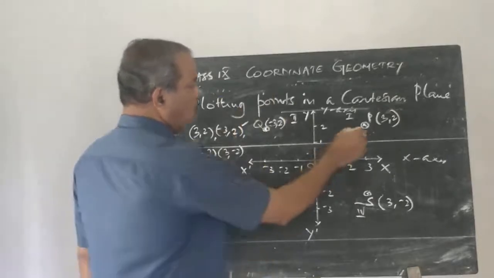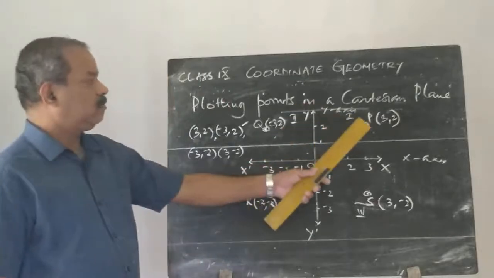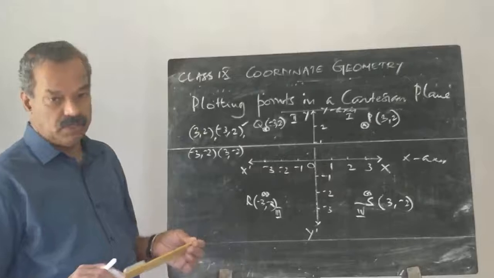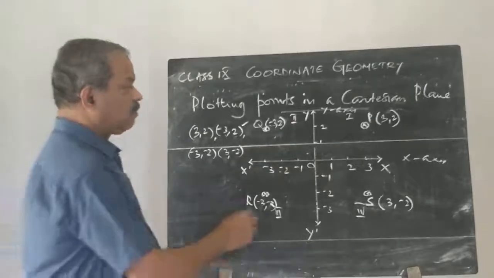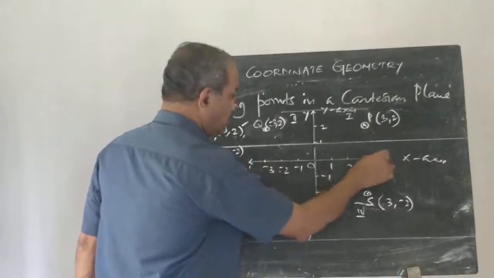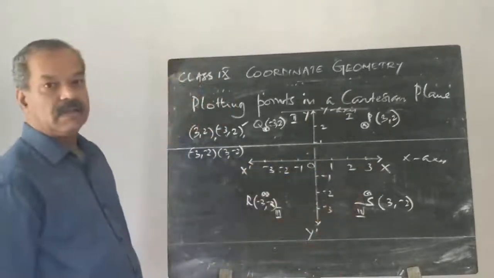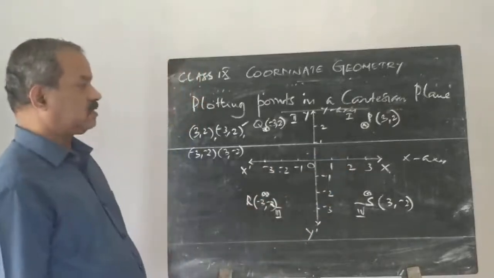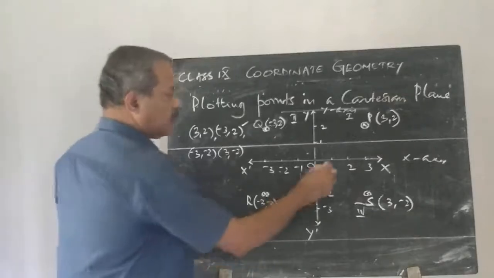Now, on the plane, we use a pair of numbers to represent a point. How will you represent a point on the number line, on the x-axis? Can we represent a point on the x-axis using a pair of numbers? Let's consider this point.